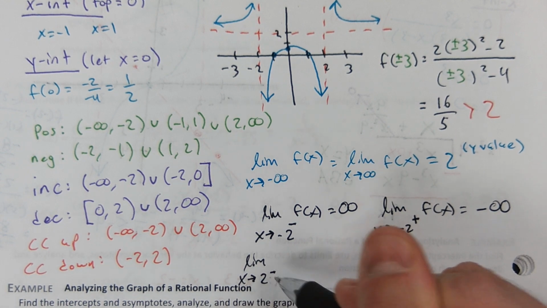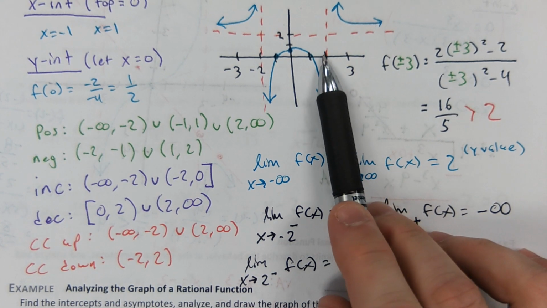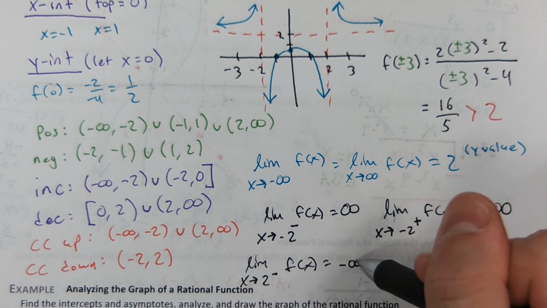So go to 2, but just go a little bit to the left of it. Go to 2, go to the left, and say, what's y doing? Ah, shooting down. Negative infinity.